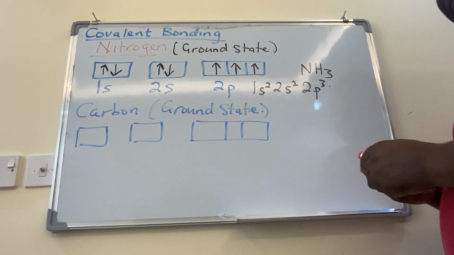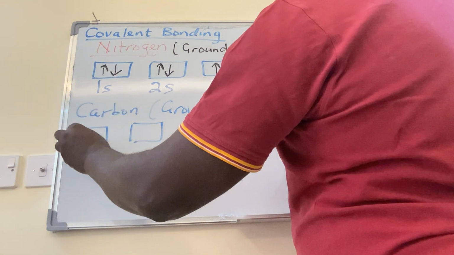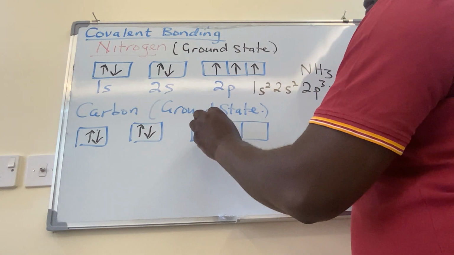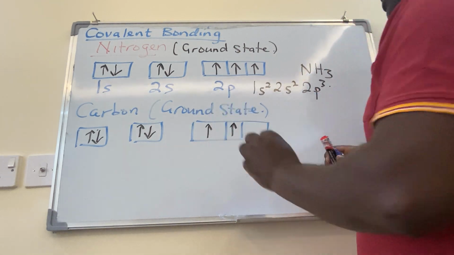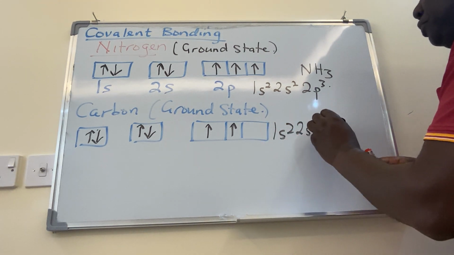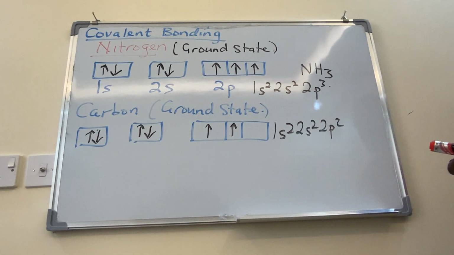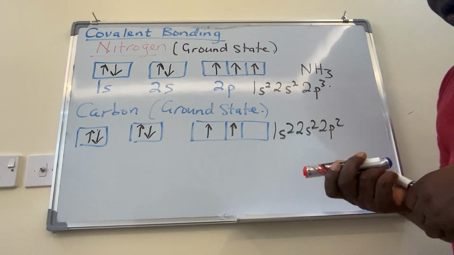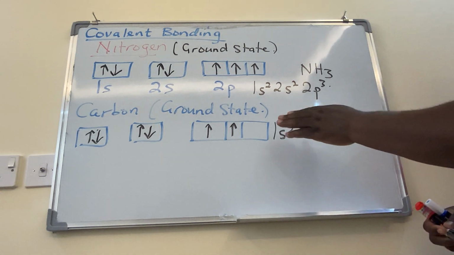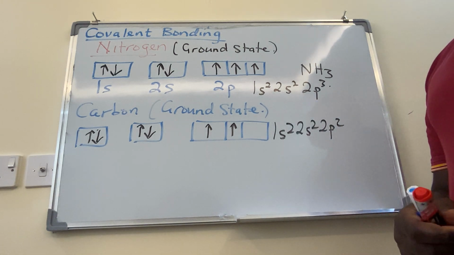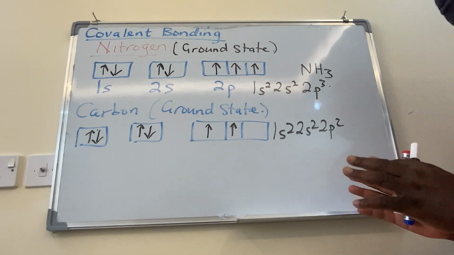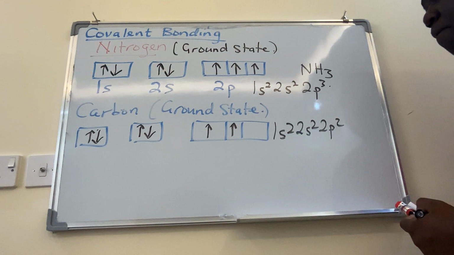Again, we do the same procedure. Carbon: 1s2, 2s2, and 2p2, because carbon is number 6. We need to be in a position to explain how carbon forms 4 bonds, such as in CH4. This is carbon in the ground state, so something must happen as the bonds are being formed. We must be able to account for the formation of 4 bonds.